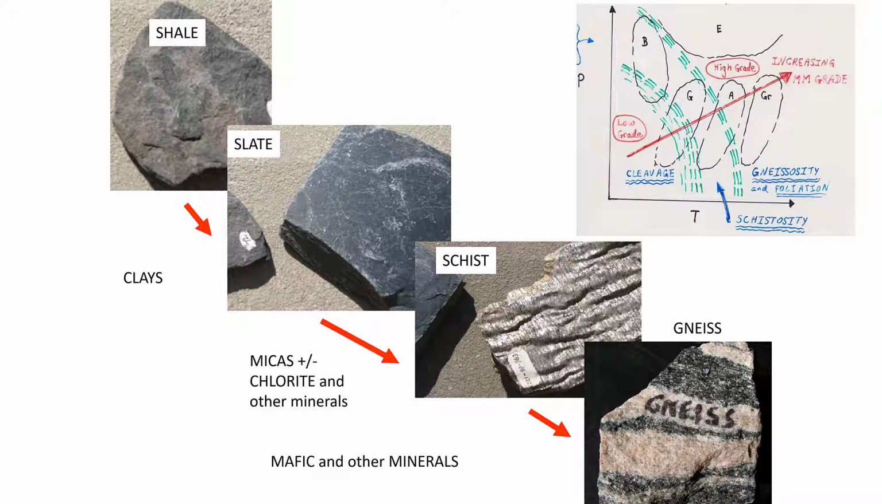Let's have a look at the metamorphism progression starting from shale as a sedimentary rock through to slate, schist, and gneiss. This metamorphic progression follows the red arrow on the PT diagram on the top right. That simply shows an increasing metamorphic grade. As the shale goes to slate, we have clay minerals developing and growing. Towards schist, we have the development of micas, plus or minus chlorite, and other minerals. And in gneiss, we have mafic and other minerals that form.